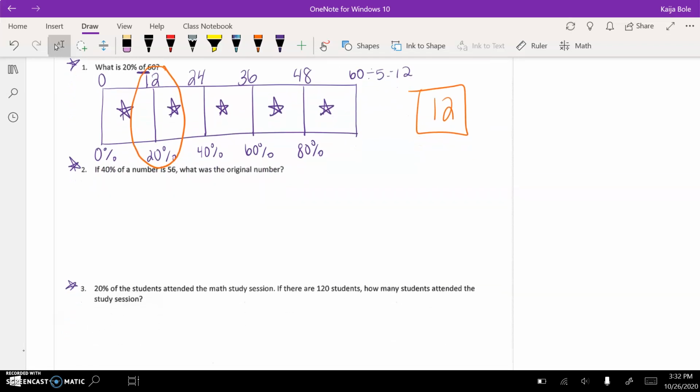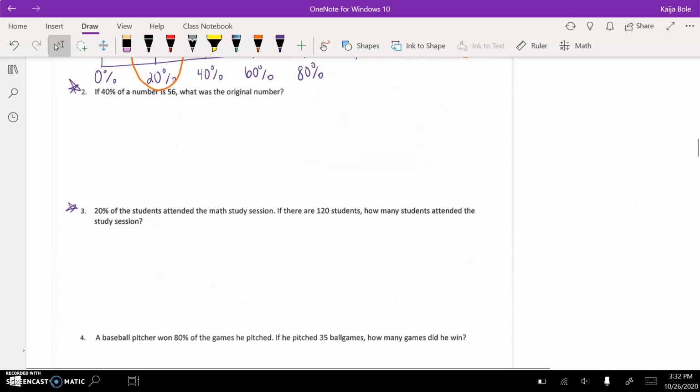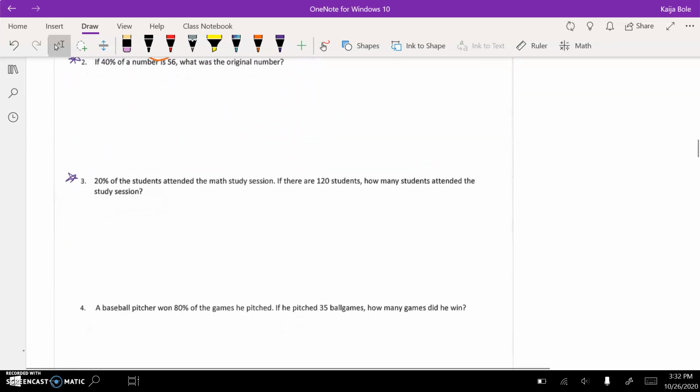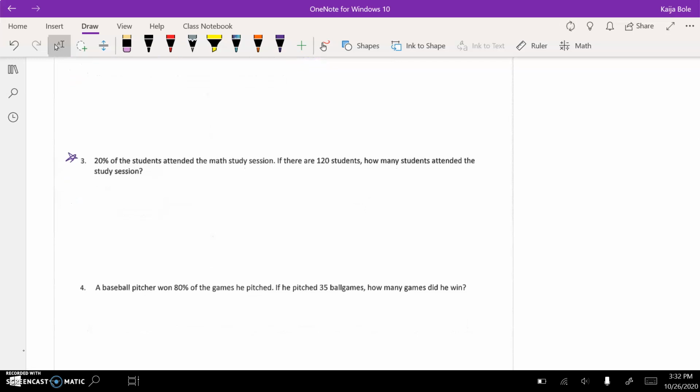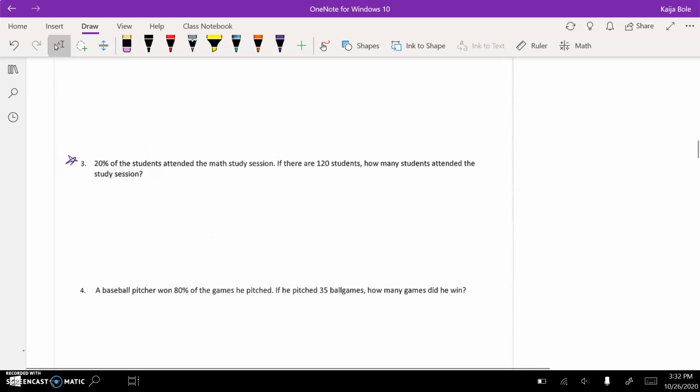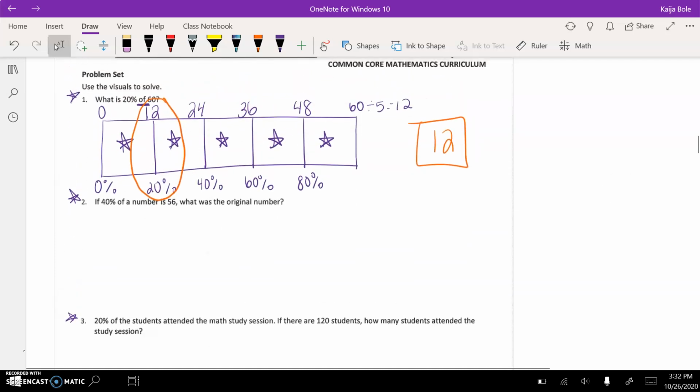If we look at, we'll skip down to say, let's see which number I want to do. Well, actually, let's look at number 2, because that's the only one that's actually really different. So number 2 says, if 40% of a number is 56, what was the original number?